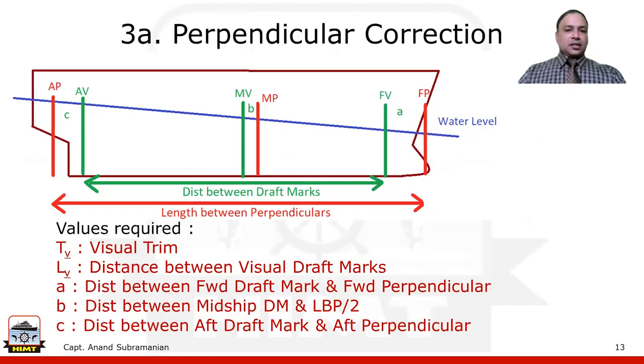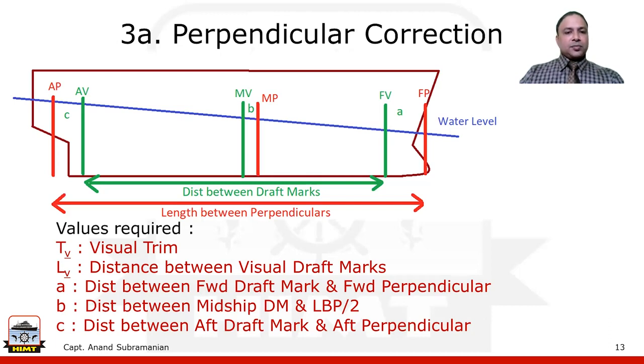Now to do that, let us first understand what are the various values over here. The red line is the forward perpendicular, the level at which the summer load line water level is cutting through the stem of the ship. The green one is the visual draft mark, and the distance between the forward perpendicular and the forward visual mark is what we call A.